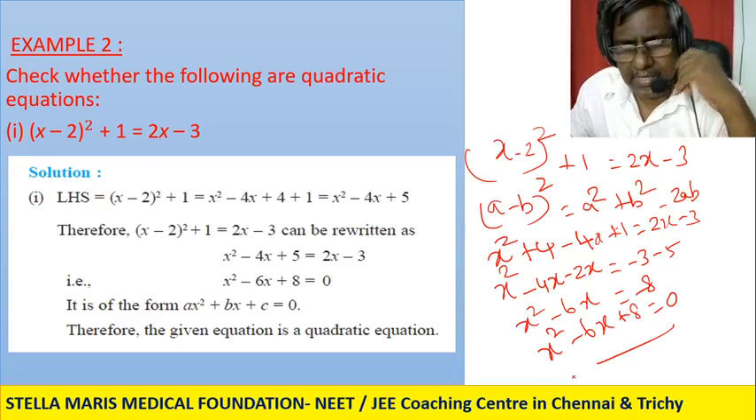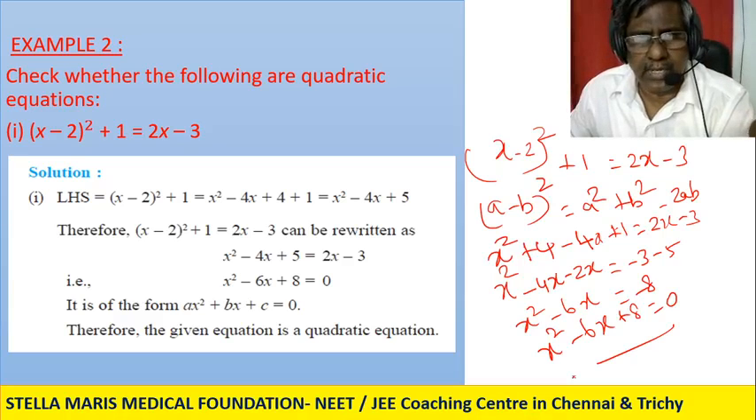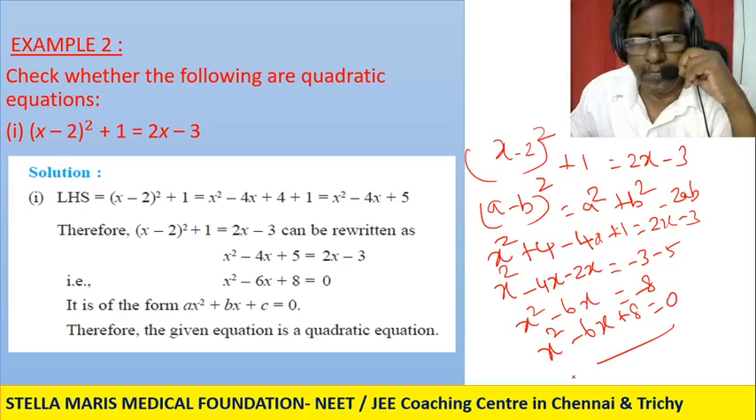So now how I am getting this: x minus 2 whole square, x square plus 4 minus 4x plus 1. Then I'm arranging all those things in x square, x and numbers. It comes as x square minus 6x plus 8 is equal to 0.